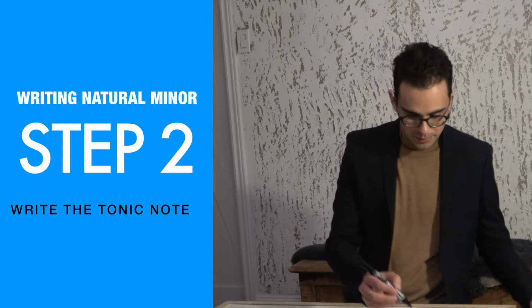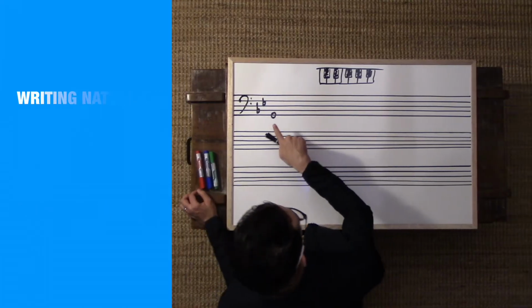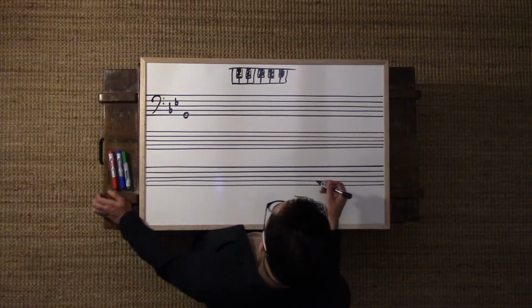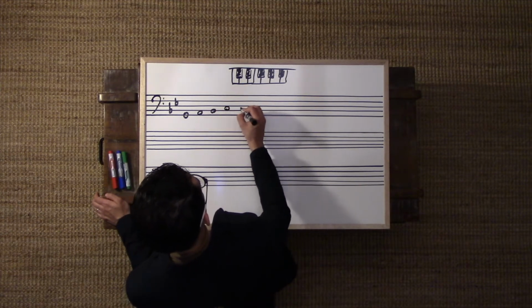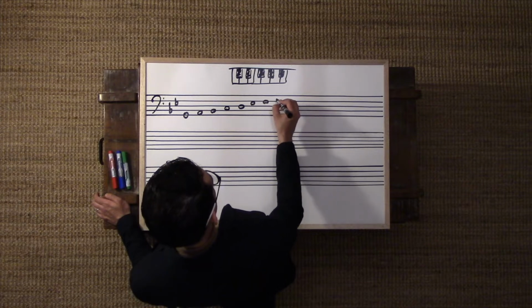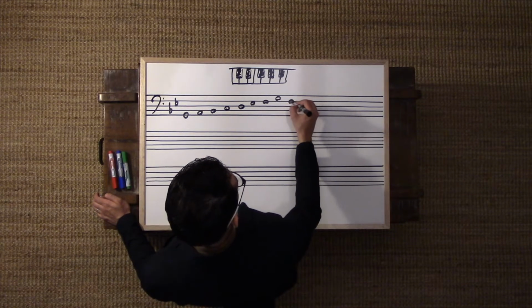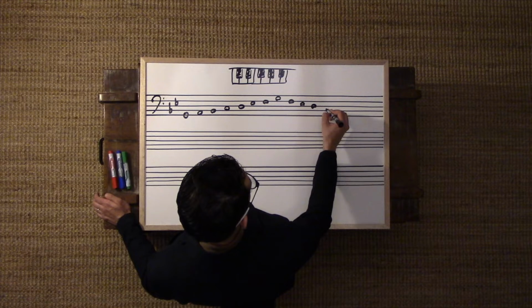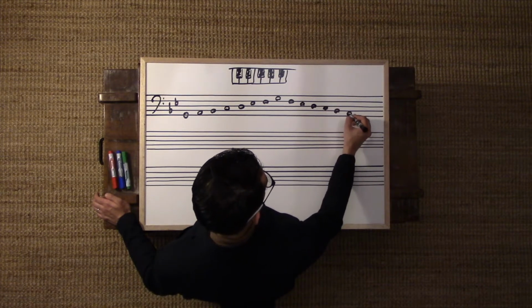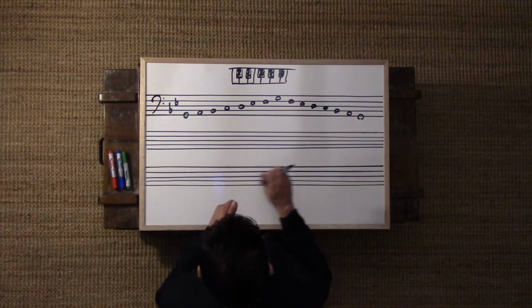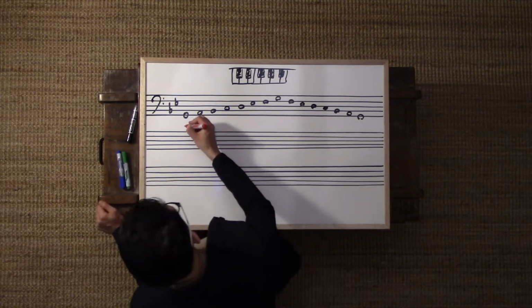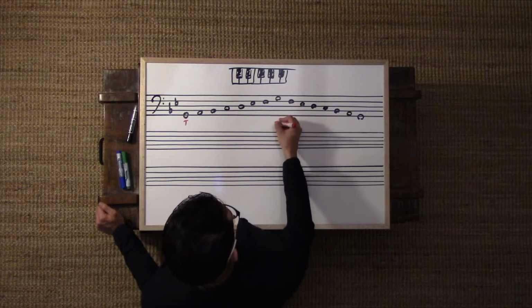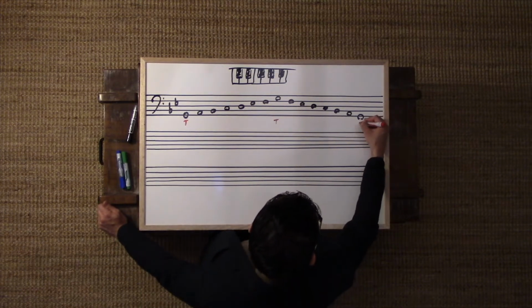Next step is to write the tonic note. The tonic note of a G minor natural scale is G. We'll write all the way up to a G, and then all the way back down. Upwards towards the next tonic, and then back down to G. So G is the tonic. There's another tonic up there, and there's a tonic down here.